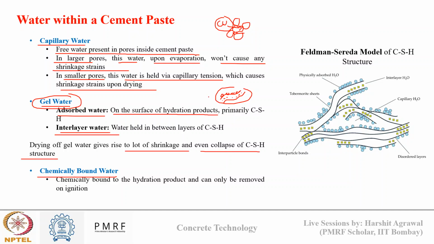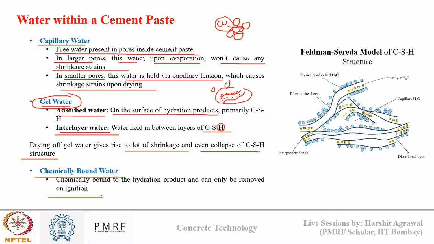Okay, so capillary water is free water between hydrated products, and gel water is attached to hydrated product or engulfed between hydrated products. And then the third category is chemically bound water. Chemically bound water is the water that is actually contributing in the hydration. So when we talk about CSH, this H is my chemically bound water, which has participated in the reaction, and it will be removed only on ignition to high temperatures.